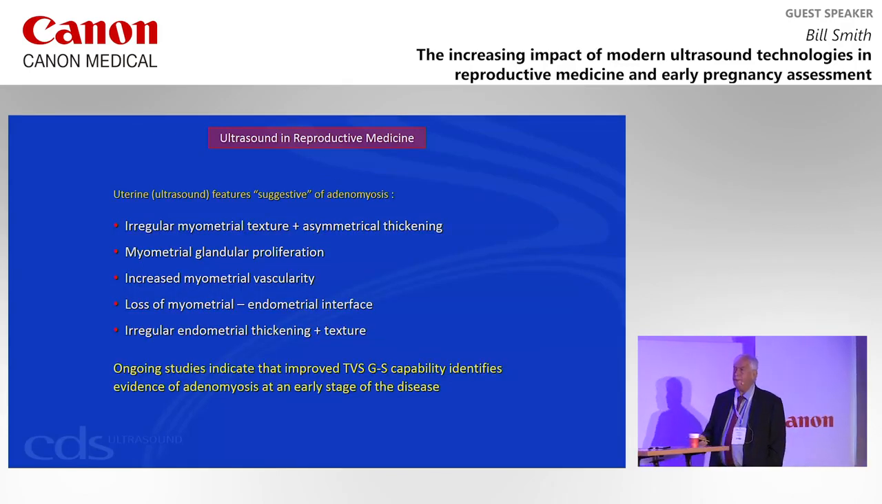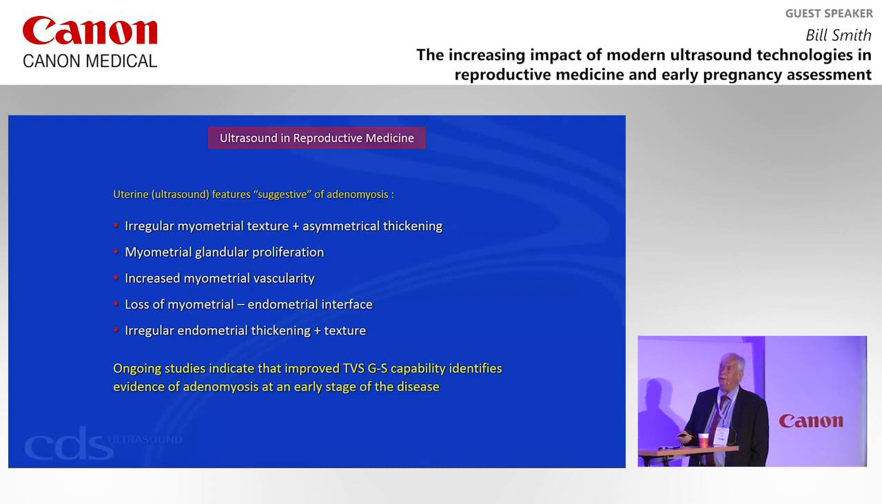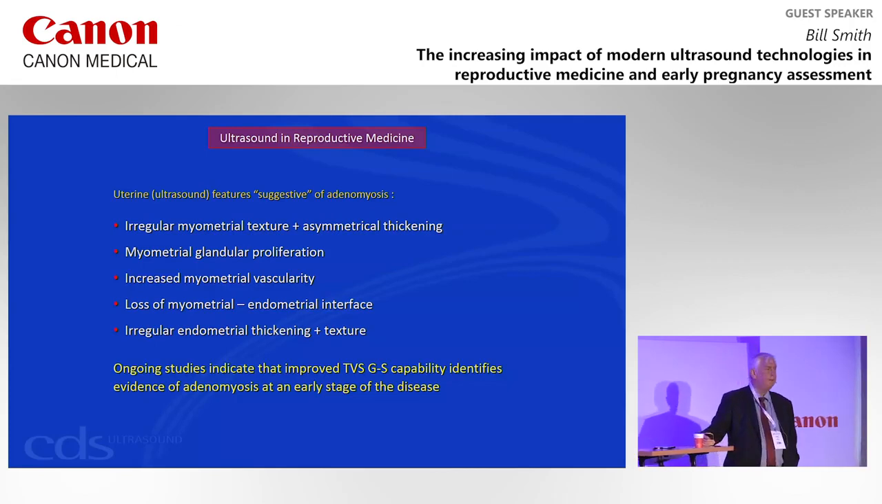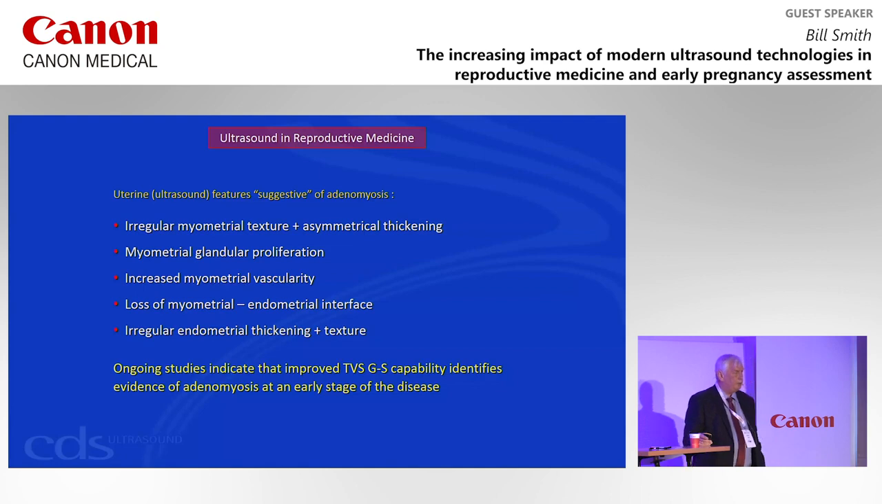And these are the characteristic changes that we would associate with adenomyosis. And I think most people would agree with that. But we need to pick up adenomyosis at an early stage, because adenomyosis is very estrogen sensitive. And if we're given estrogens as part of infertility treatment, then it's going to affect the level of adenomyosis.